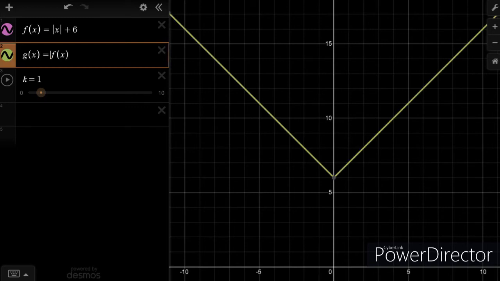So instead of k times f of x, what if we did f of k times x? Another way to think about it is g of x is now equal to the absolute value of kx plus 6. What do you think is going to happen? Pause this video and think about it.